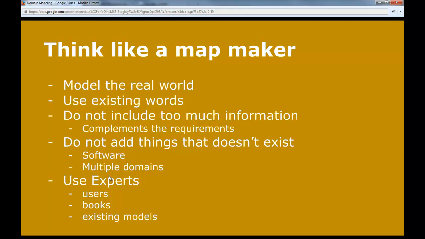And don't add things that don't exist. For example, software concepts. As software development students, it's very easy to start thinking, oh, how are we going to solve this? Well, we need a database, so in goes the database, while this is maybe not at all part of the domain. So try not to think software, try to think the real world.